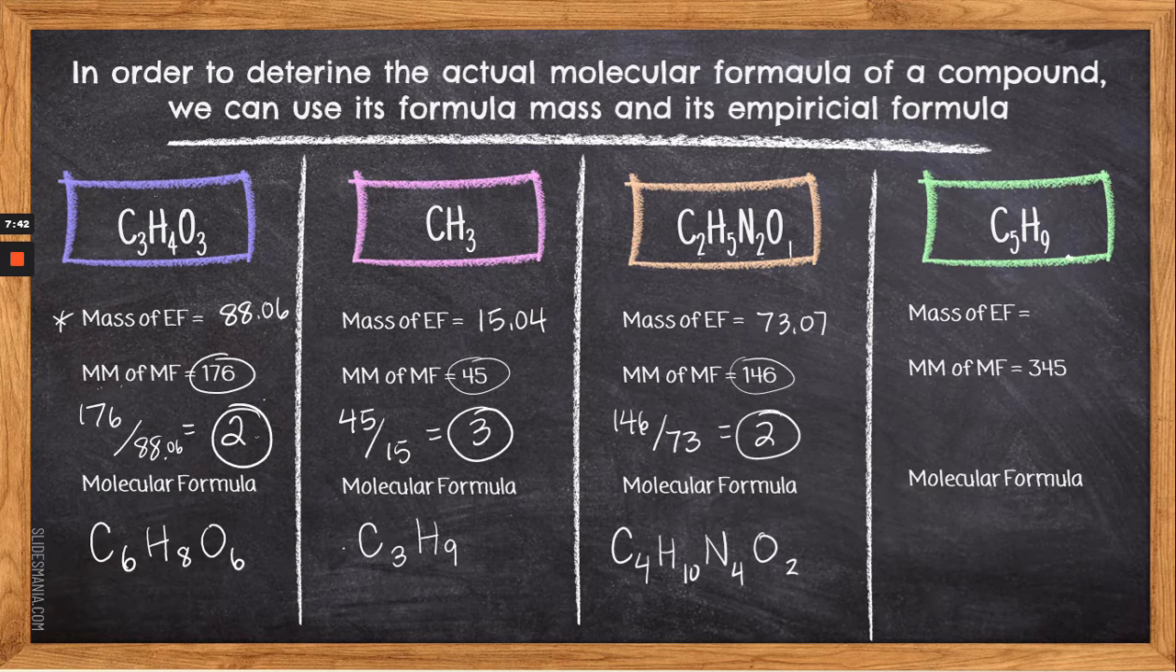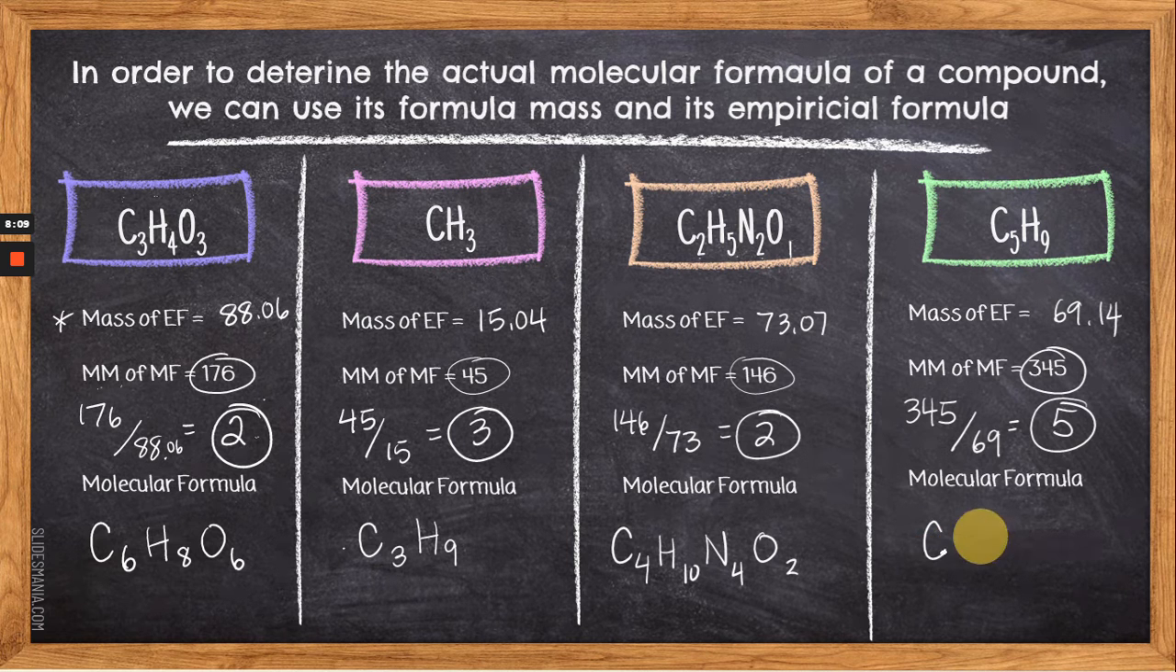And then the last one here, my C5H9. So again, I look up how much C5H9 weighs. I add them all up. I got 69. The molecular mass of the molecular formula is really big, 345. So 345 divided by 69 gave me a multiplier of 5. So I have to make this formula 5 times as big. So 5 times 5 for my carbon gives me C25, and 5 times 9, wow, that gives me 45. So that's really big, but that's okay. This is just how it works, okay?